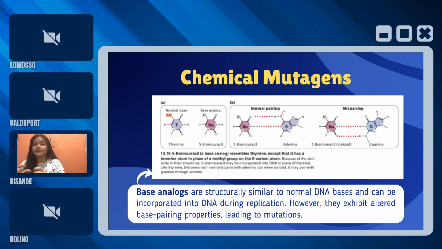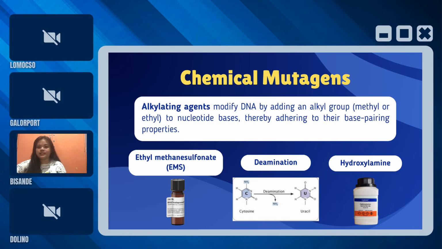So base analogs have a similar structure to normal DNA bases and can be incorporated into DNA during replication. However, they exhibit altered base pairing properties leading to mutations. An example of this is 5-bromouracil that behaves as a thymine analog, and in its common keto form, it pairs with adenine, but in the rare enol form, it pairs with guanine, leading to AT to GC transitions.